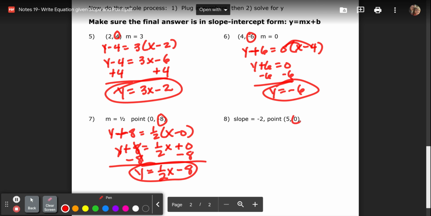Lastly, circle the second number. Y minus 0 is equal to the slope of negative 2, and then x minus 5. So y minus 0, you don't even need that 0. So y equals, and then all you have to finish doing is distributing. So negative 2x plus 10 is your final answer.